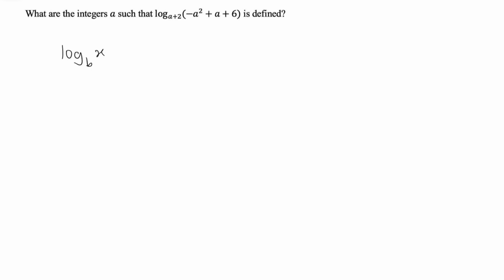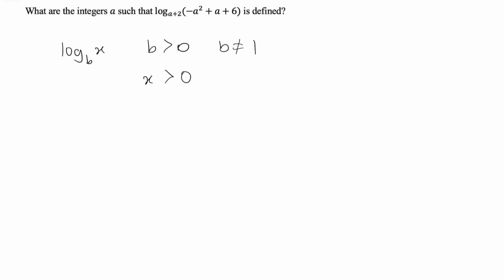So what are the restrictions of this function so that it is defined? First of all, b can't be negative, so it must be greater than 0. And b also cannot be 1. And for the argument, x must be greater than 0. So let's see how that applies to this question.